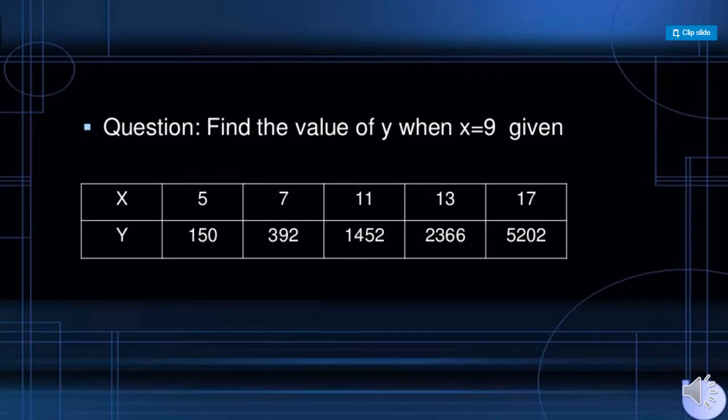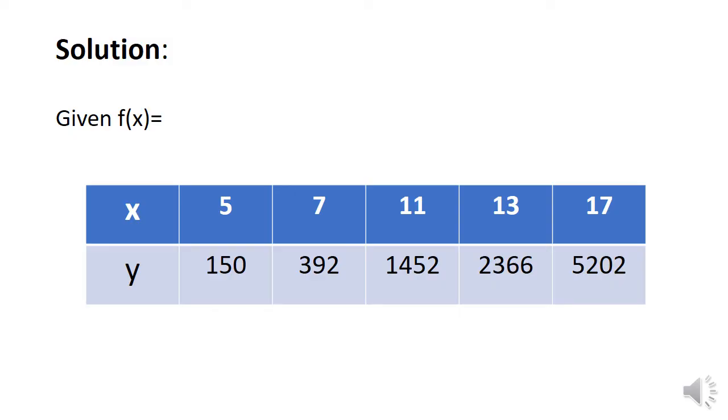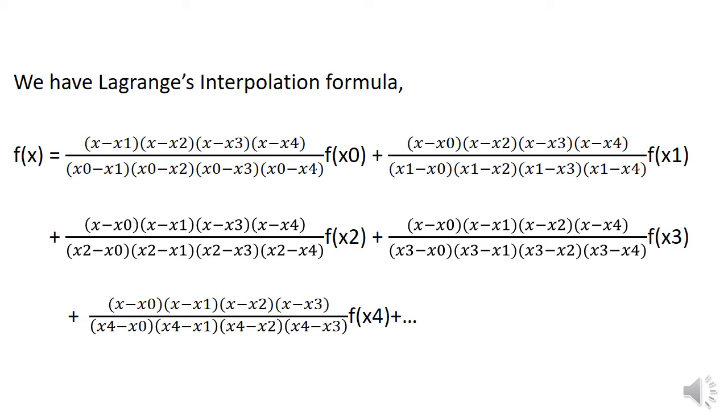We'll look at some problems. First question, find the value of y when x equals 9, given x equals 5, 7, 11, 13, 17 with respect to the y values. Take 5 as x naught, 7 as x1, 11 as x2, 13 as x3 and 17 as x4, and these are all the corresponding values f of x naught up to f of x4. We have Lagrange's interpolation formula for x naught, x1, x2, x3 and x4.